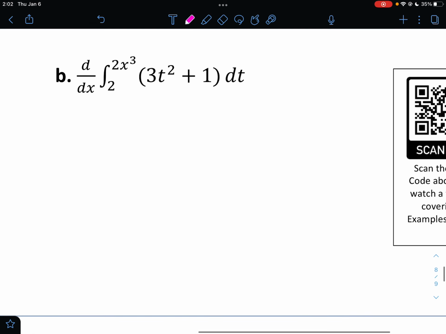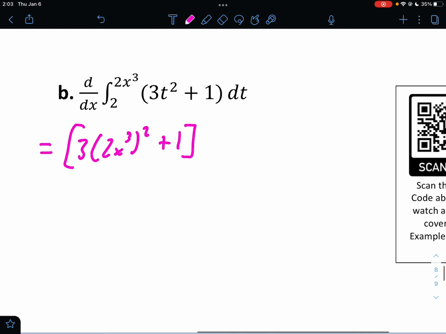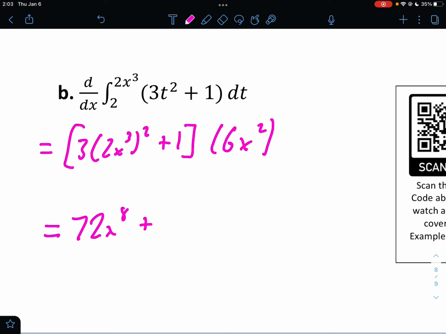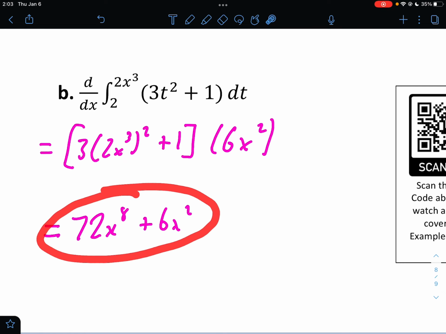One more practice problem with this. We see derivative of an integral. We see lower bound of a constant, upper bound of a function of x. So we can put that whole function in for t, and then multiply by that function's derivative, which would be 6x squared. Okay, no need to simplify it at all. If you wanted to, you would end up with this, 72x to the 8th plus 6x squared, but you can leave it just like that. The only reason why we would simplify is if it's a multiple choice question.